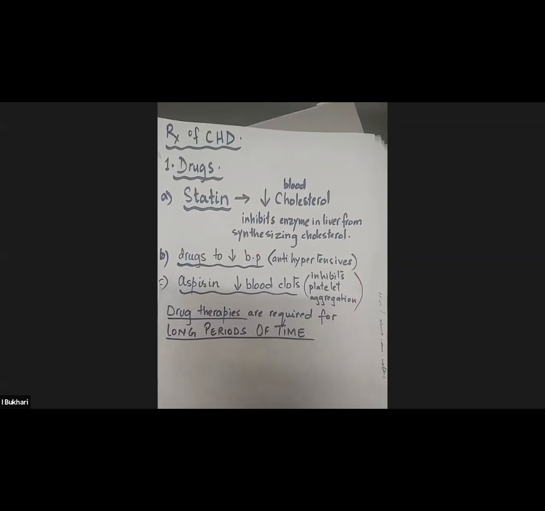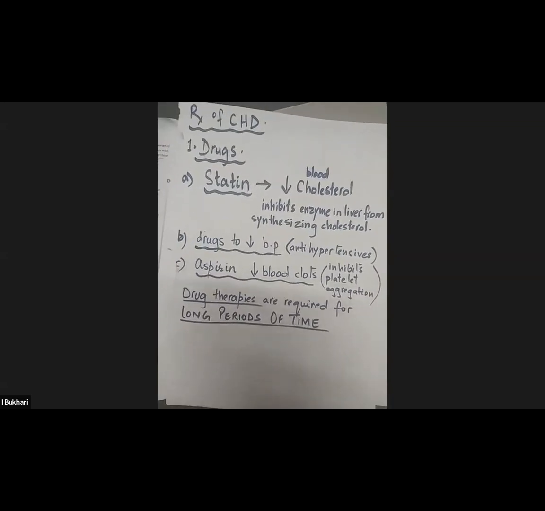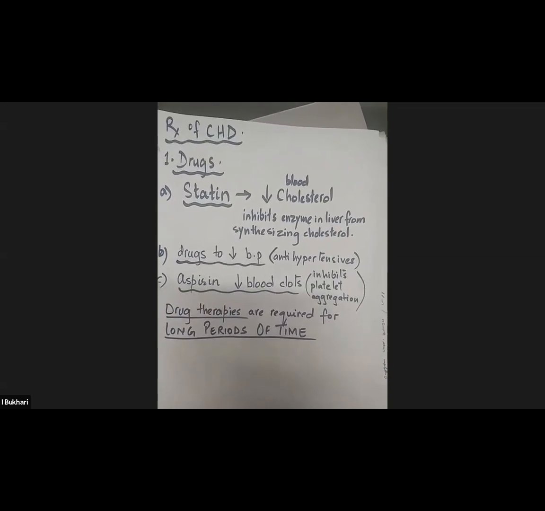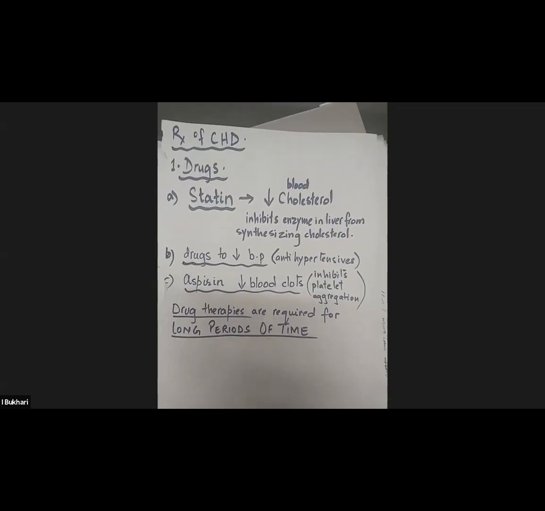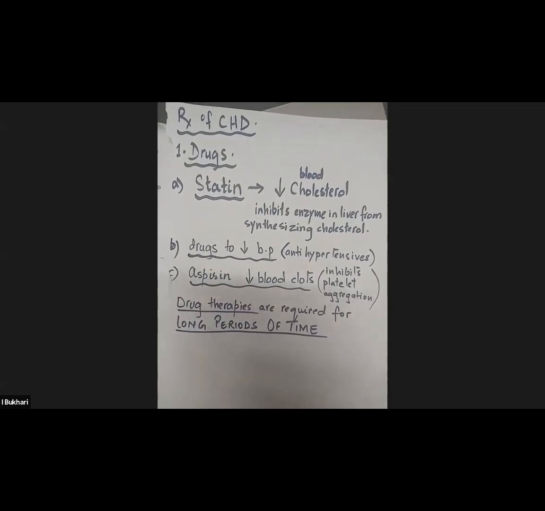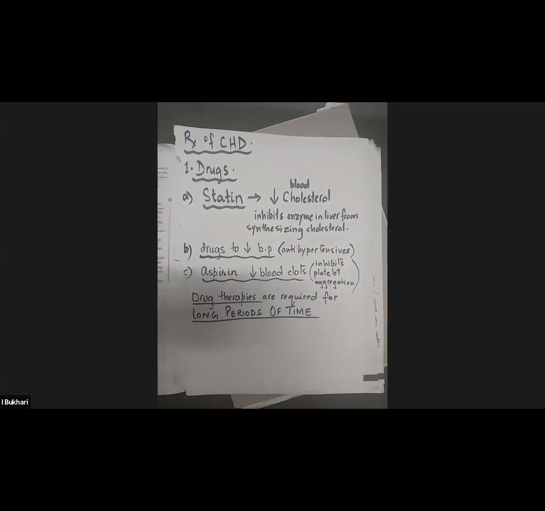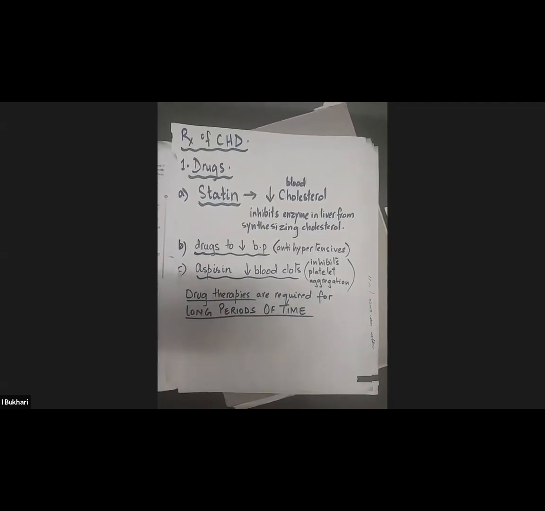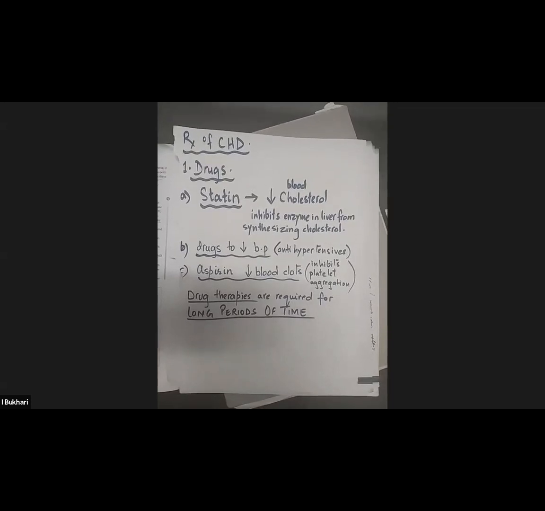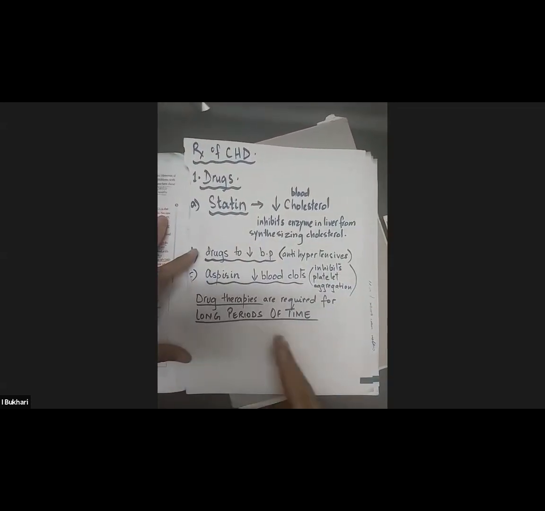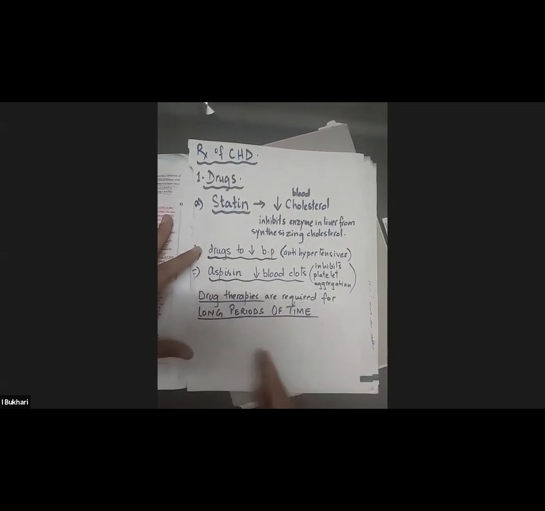So aspirin inhibits that. Aspirin inhibits the platelets from getting together or sticking together. Okay, that's how aspirin works. So it decreases blood clotting, and through this action, it also thins out the blood. By thinning out the blood, I mean that the blood's viscosity is lower, it is less thick, it is thin. Now, these drug therapies are not for weeks or months, but for years and years and years. These drug therapies require a long period of time. So the person is dependent upon these drugs for almost the rest of his or her life.